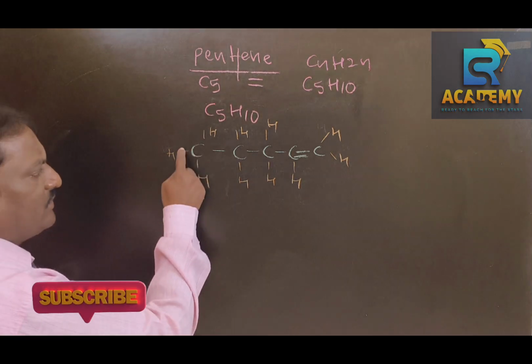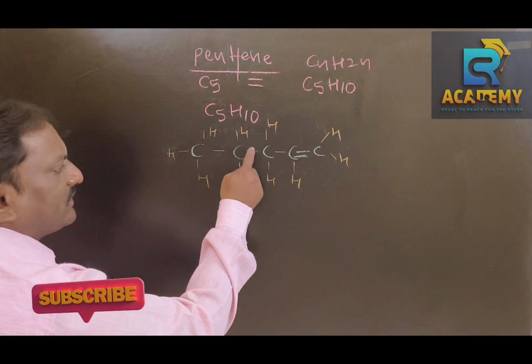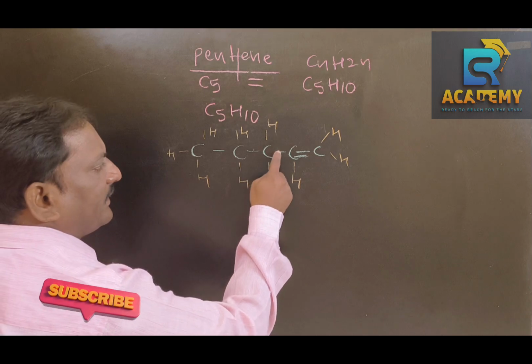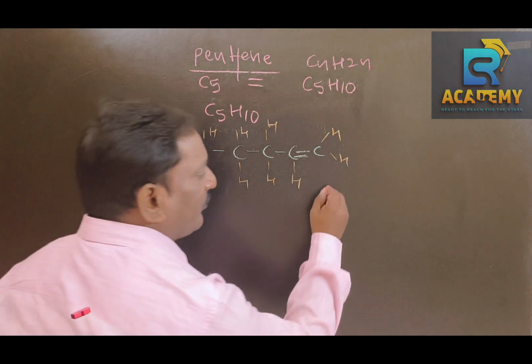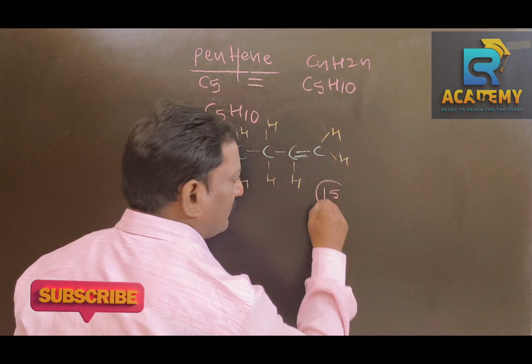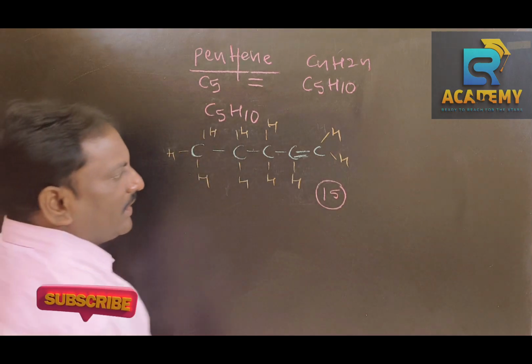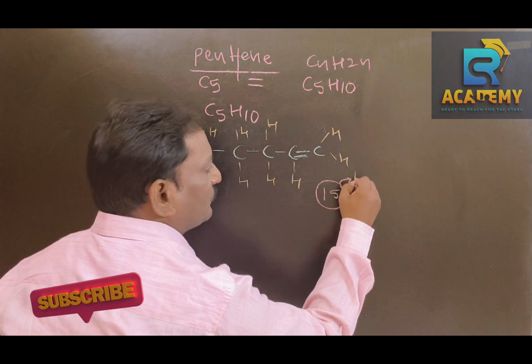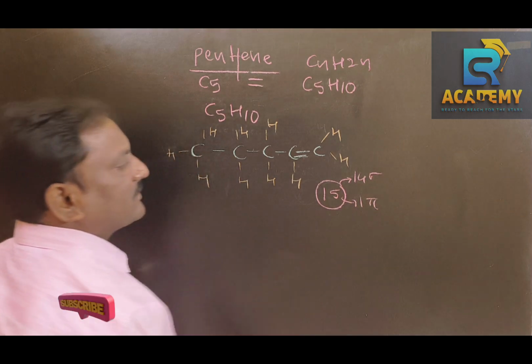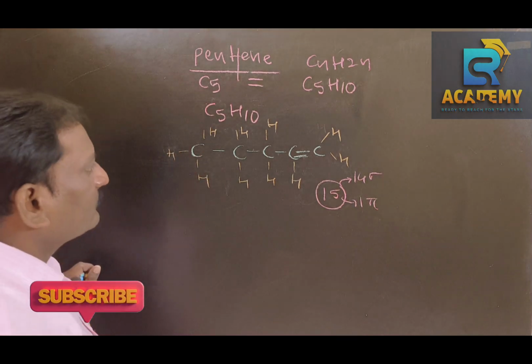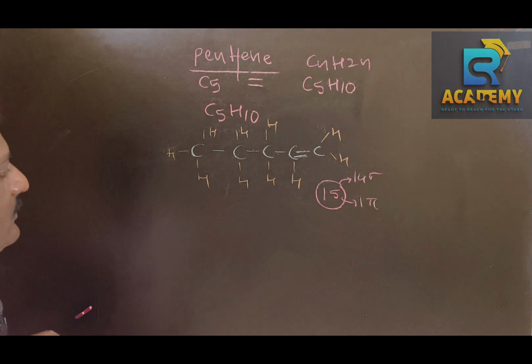Covalent bonds: 1, 2, 3, 4, 5, 6, 7, 8, 9, 10, 11, 12, 13, 14, 15. So 15 covalent bonds are there. Among the 15 covalent bonds, 14 are sigma bonds and 1 pi bond is present. Okay, right.